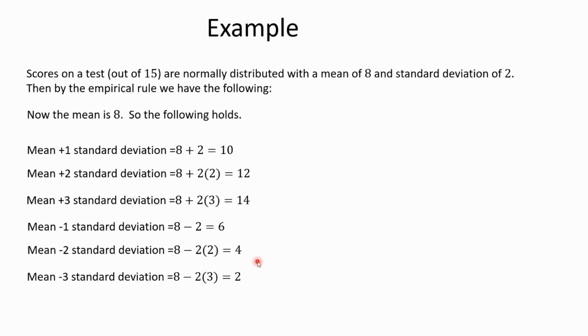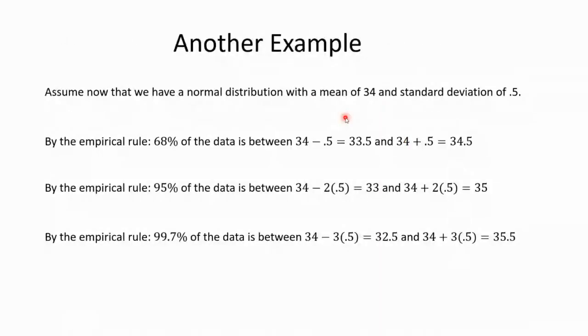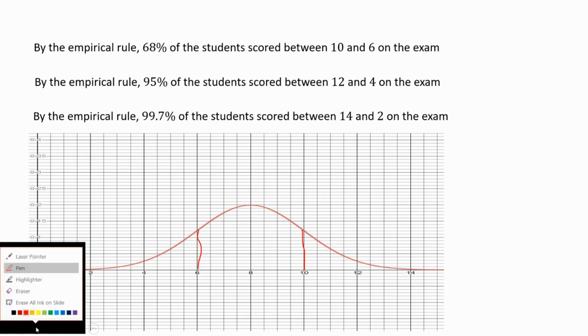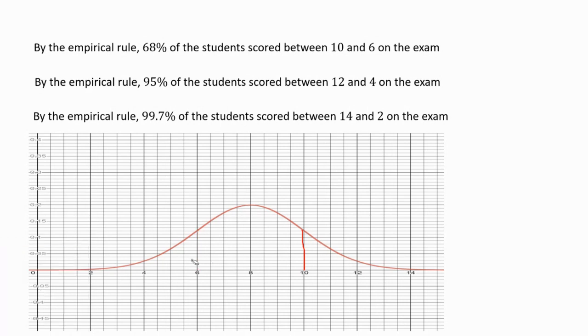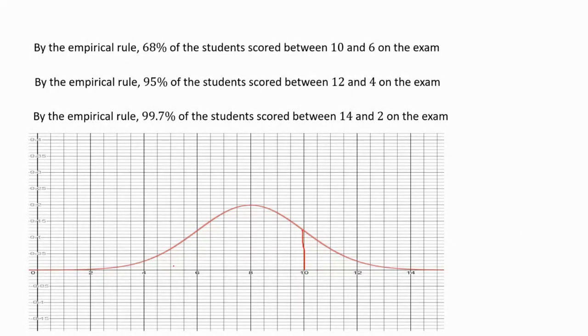Now for the empirical rule, it's telling us that 68% of the data, that is 68% of the scores, are between 10 and 6. Let me draw it actually. Hopefully this will work, but we will see. 68% of the data is between 6 and 10. So 68% of the scores, or 68% of the students, that's better, scored between 6 and 10.